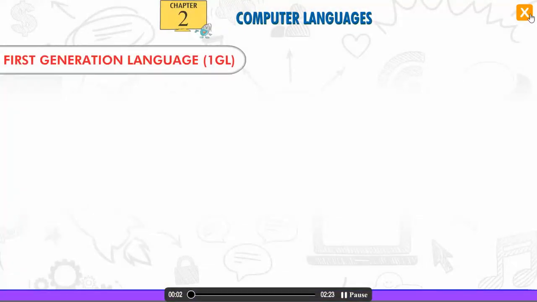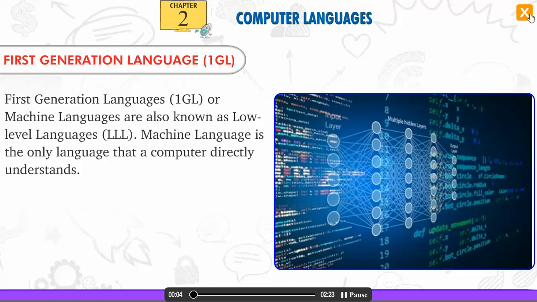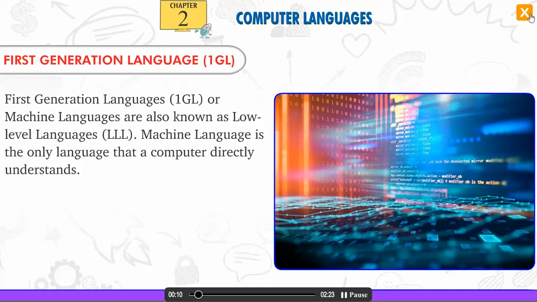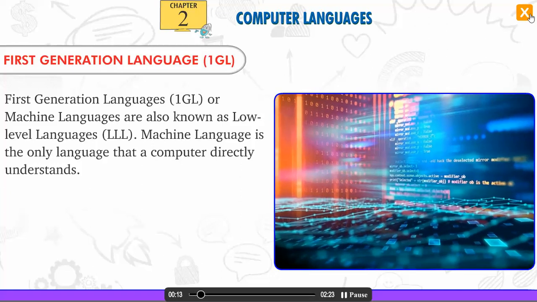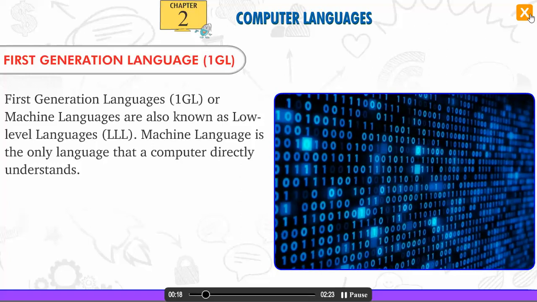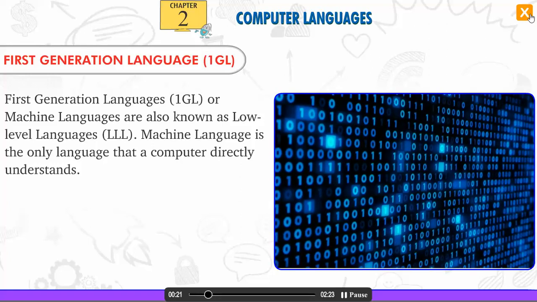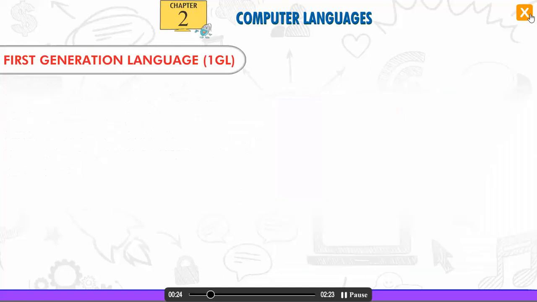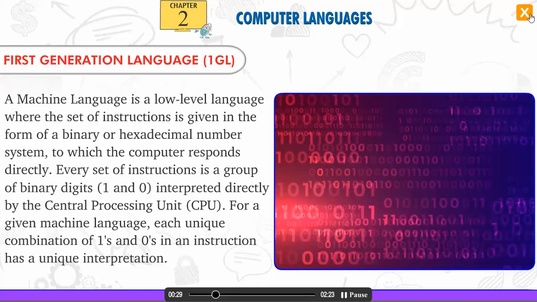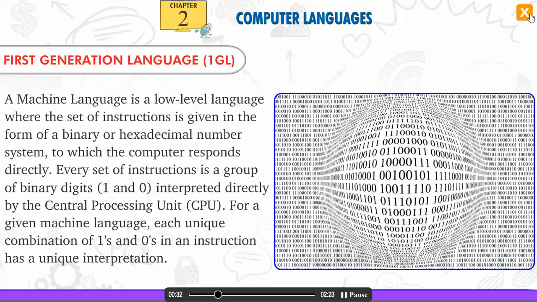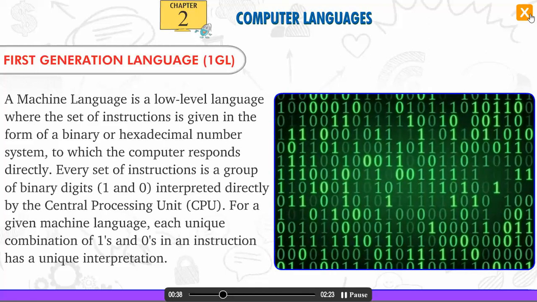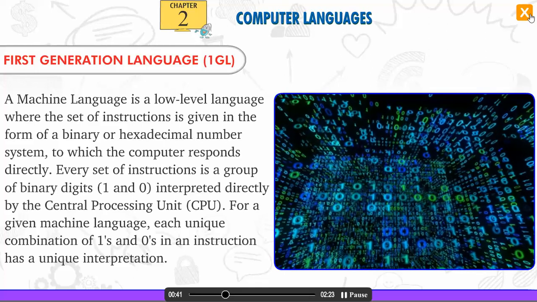What is first generation language? 1GL. First generation language 1GL or machine languages are also known as low level languages LLL. Machine language is the only language that a computer directly understands. A machine language is a low-level language where the set of instructions is given in the form of a binary or hexadecimal number system to which the computer responds directly.